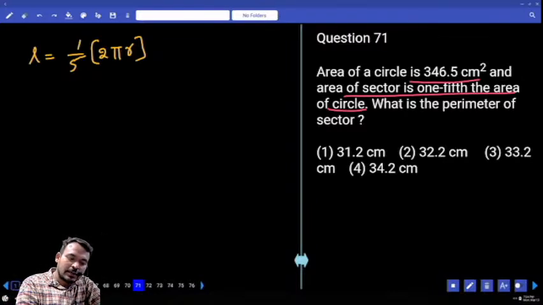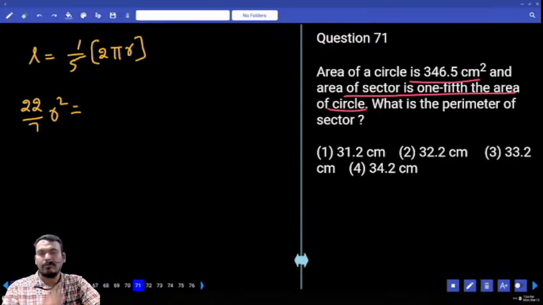What is the area of a circle? Pi r square. Pi r square means 22 by 7 into r square. It is equal to 346.5. What is the double of 346.5? 692 plus 1.